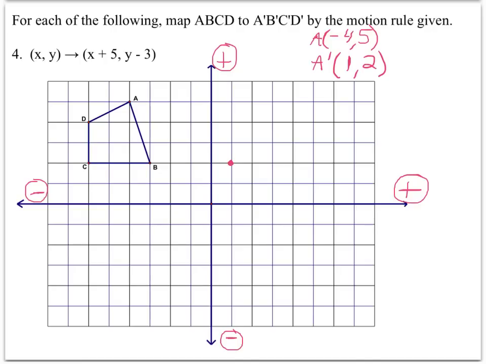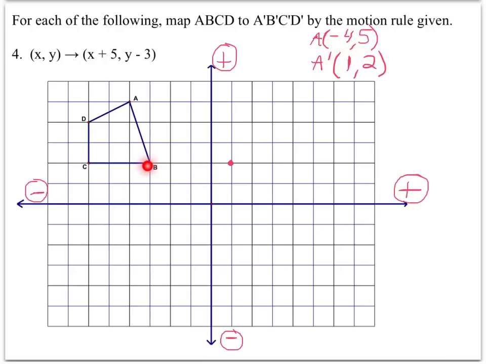But now notice what I just did. It says x plus 5, so the x value of A, I added 5 to. 1, 2, 3, 4, 5. And then the y value subtracted 3. 1, 2, 3. So I went over to the right 5 and down 3, getting me to this point. So I really don't have to do the math for all of these ones. I can just ask myself that same question.